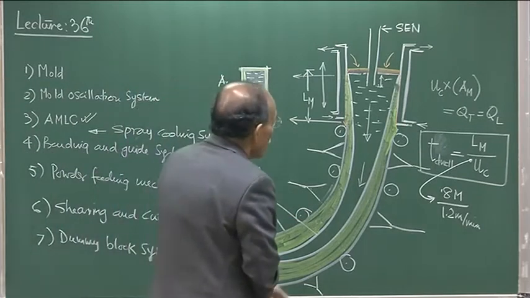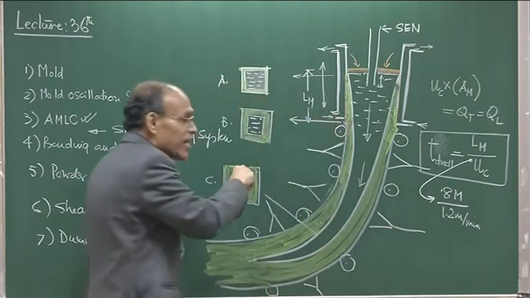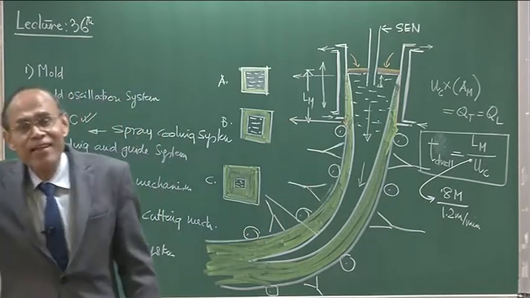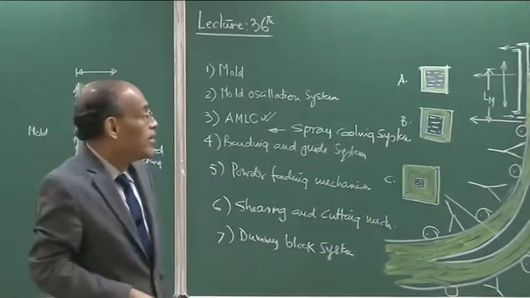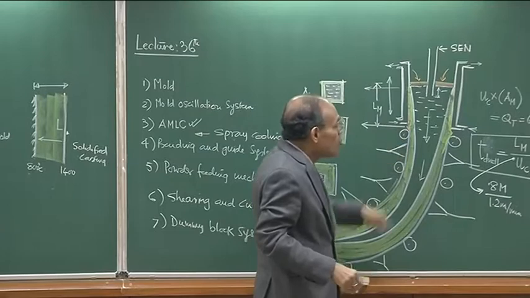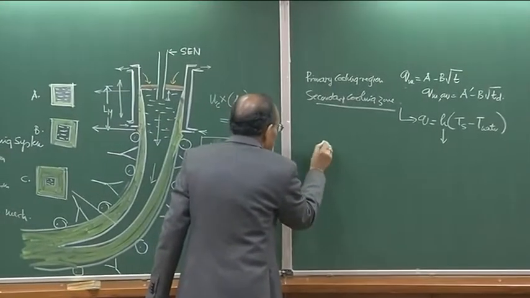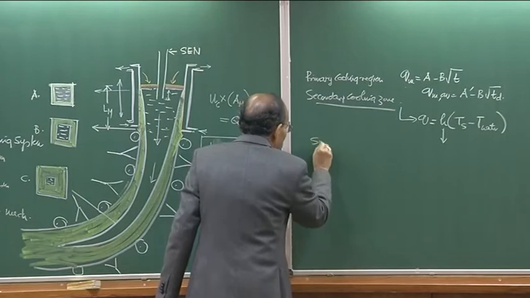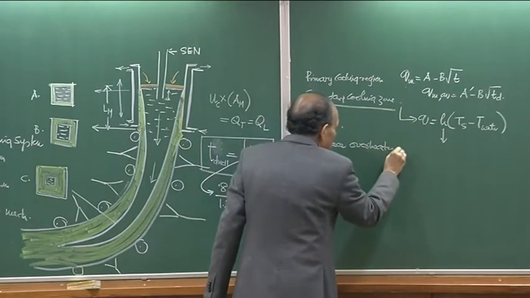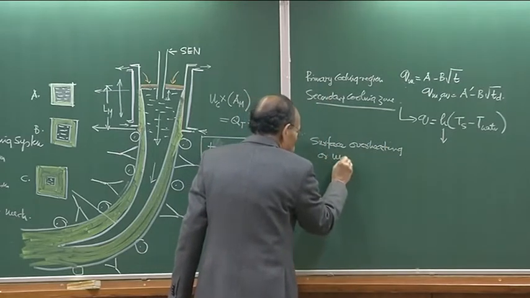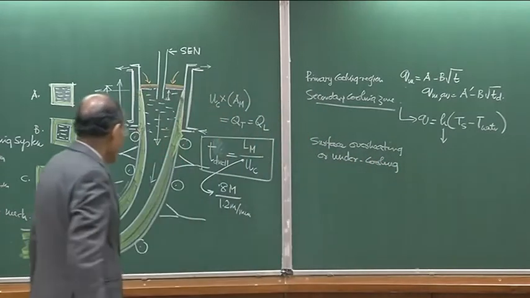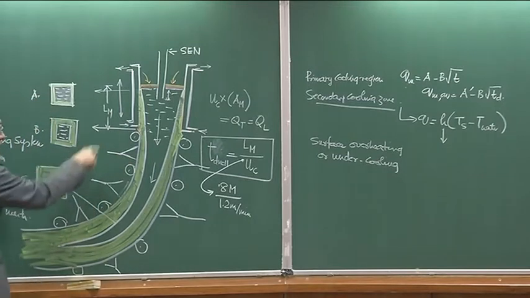Now, as soon as the material exits from the mold, it meets the spray. If the spray is extremely intense, there could be phenomena of what is known as surface overheating and or undercooling. The intensity of spray throughout the length cannot be the same.